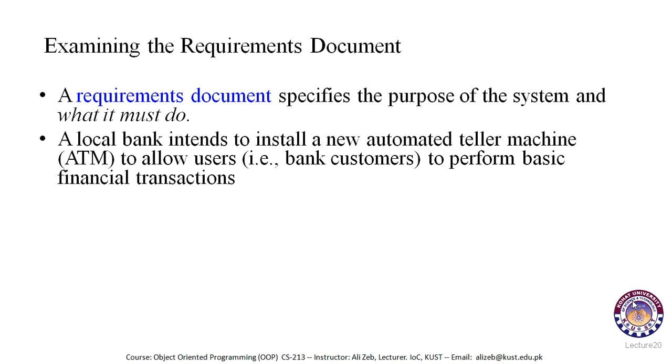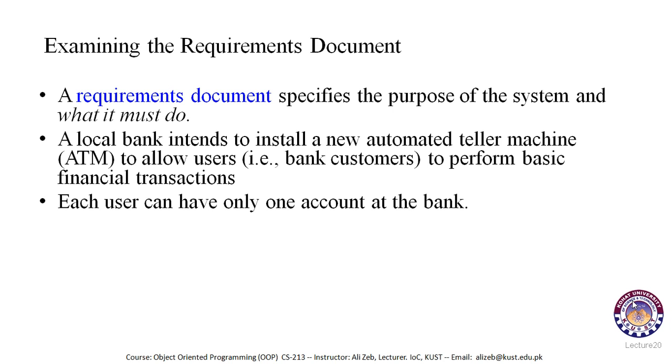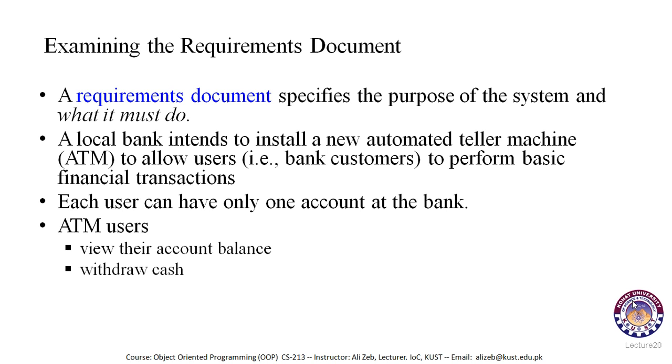So for example, your requirements document states that there is a local bank that intends to install a new automated teller machine, that is the ATM, to allow users, or the bank customers, to perform basic financial transactions. And those transactions can include, for example, viewing of their balance, withdrawing cash, depositing funds, etc.